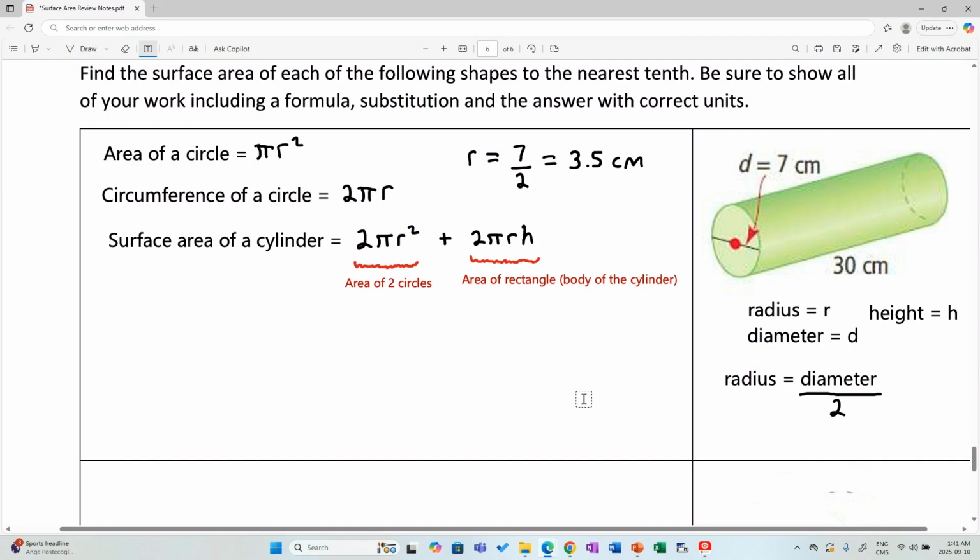Now let's talk about how to find the surface area of a cylinder. So a cylinder has two circles and a body, which is actually rectangular if you remember the net for a cylinder. First, let's review the area of a circle.